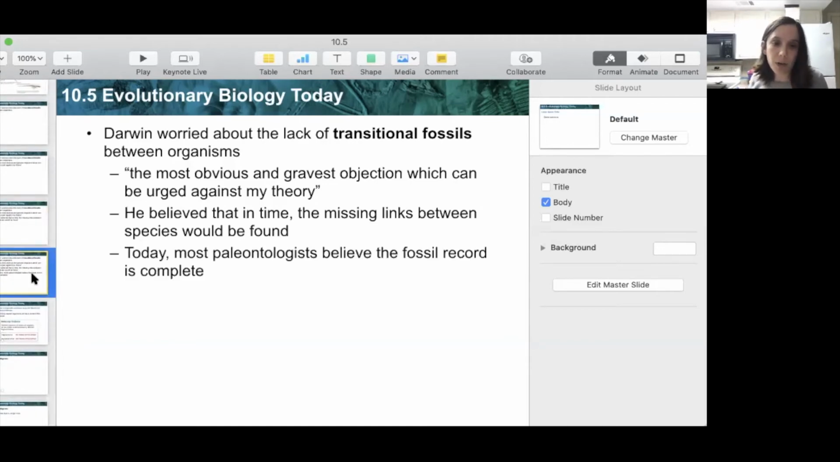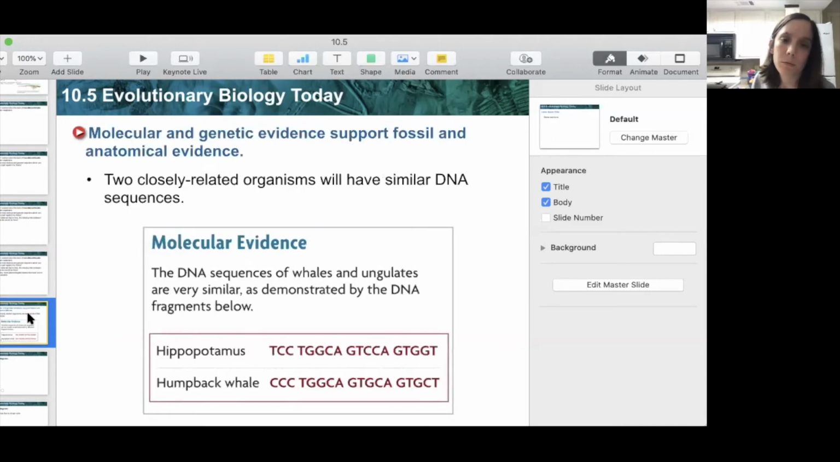So today, about 200 years after Darwin published his book, most paleontologists believe that the fossil record is complete, which means they believe they found most of the fossils that they're going to find, that there isn't going to be much more that they haven't already found in the fossil record. So really, for the most part, fossils are not great evidence for evolution. There are a handful of transitional forms that you can find that do show links between various species, but there aren't very many clear links between species. And so still to this day, it's the weakest evidence for evolution.